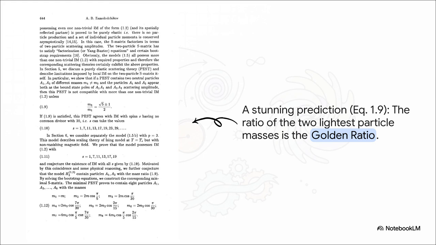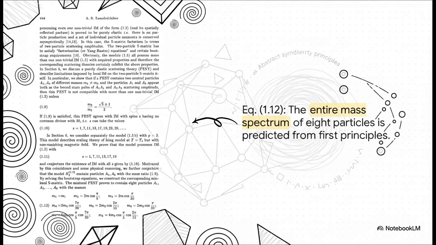And this is where things get just mind-blowing. Look at equation 1.9. The theory makes a concrete, testable prediction. It says that in this system, the ratio of the masses of the two lightest particles, m2 divided by m1, is exactly the golden ratio. I mean, come on, that is absolutely wild. You have a model of magnetism, and out pops one of the most fundamental and famous constants in all of mathematics. It's just staggering.